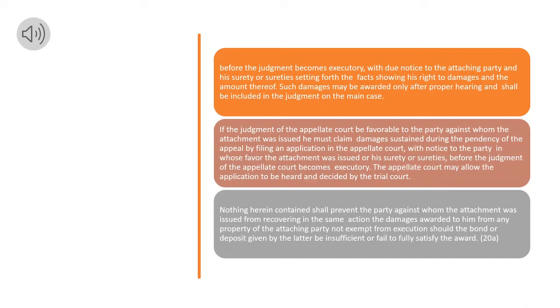Nothing herein contained shall prevent the party against whom the attachment was issued from recovering in the same action the damages awarded to him from any property of the attaching party not exempt from execution, should the bond or deposit given by the latter be insufficient or fail to fully satisfy the award. 20a.